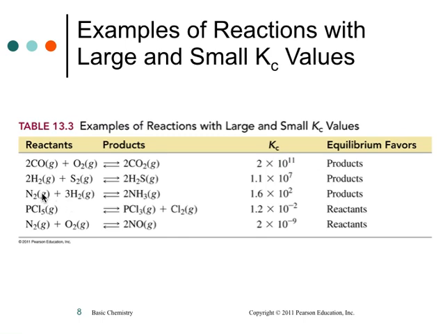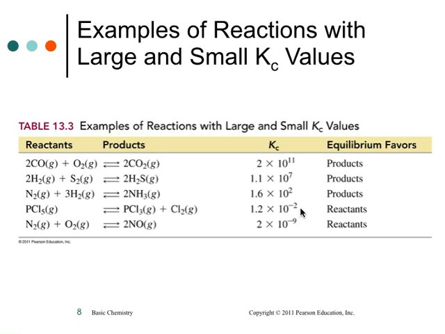Okay, so look at this one. 10 to the 2, it's not 1. See, it's a big number. This would be 160. See, 160 is bigger than 1. So it's going to go to the products. It's not as much products as these guys. These are almost entirely products. But there's more products than reactants at the end. So it's going to go towards the products. Maybe weakly, but it'll still go towards the products.